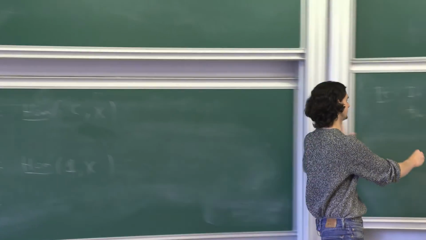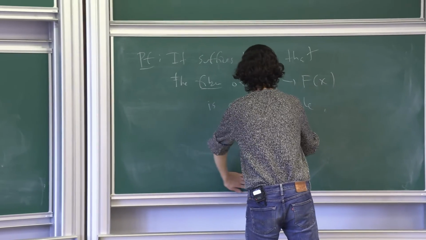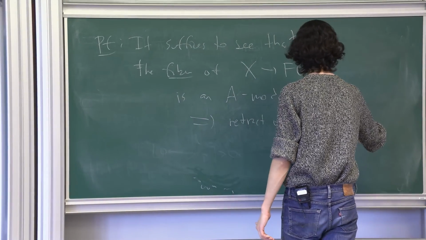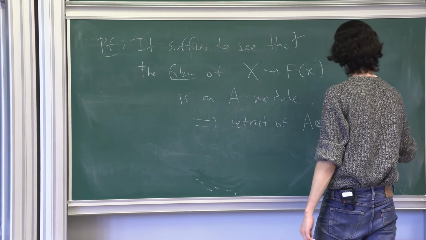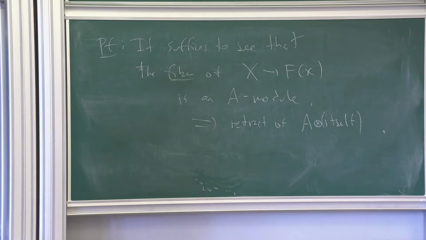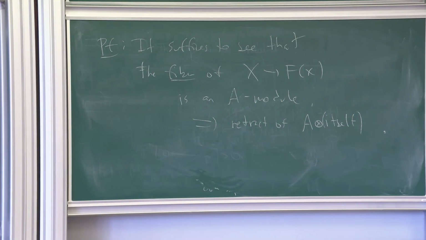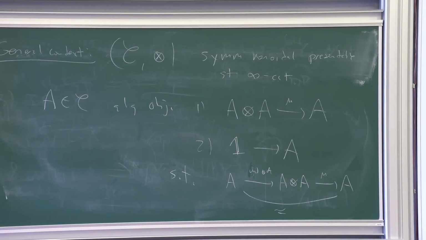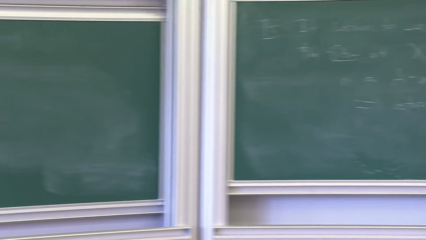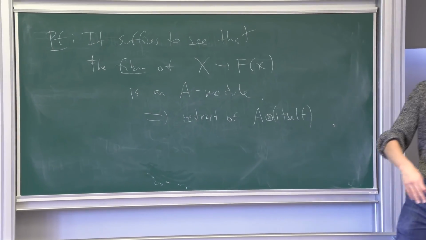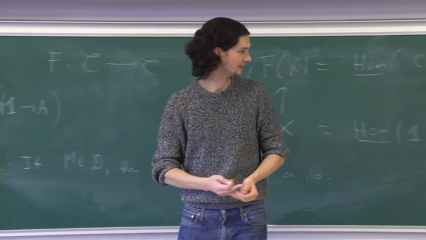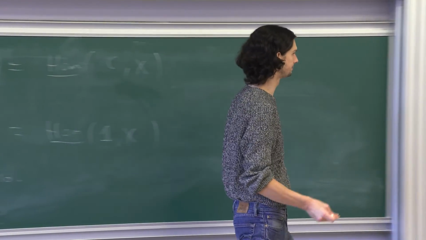Therefore, if it's an A module, then it's actually unital. Maybe I should say it's a retract of A tensor itself. Any A module is a retract of itself tensor A just by the unitality axiom. And because internal Homs from A to M are 0, that implies that any kind of Homs from A tensor anything to M is 0. And then you get the same for any retract. And therefore you get the required claim.